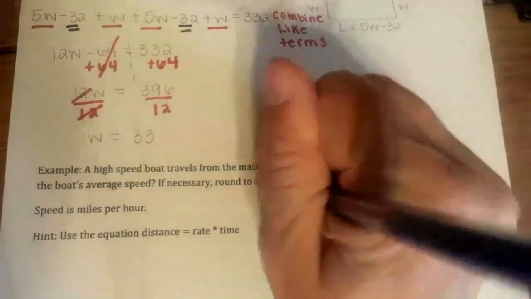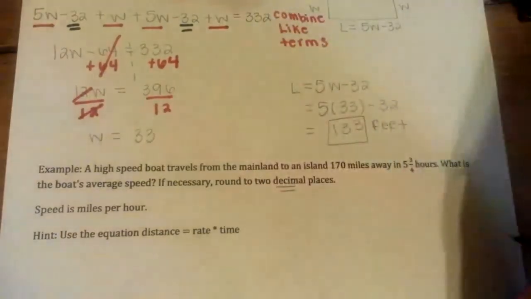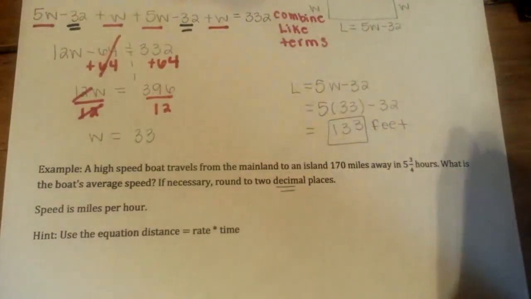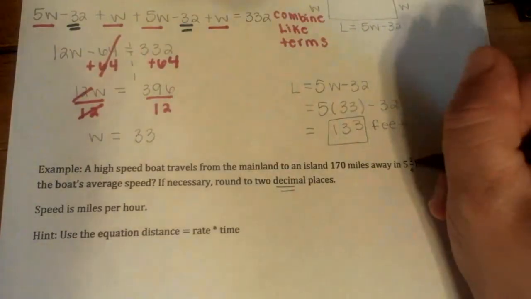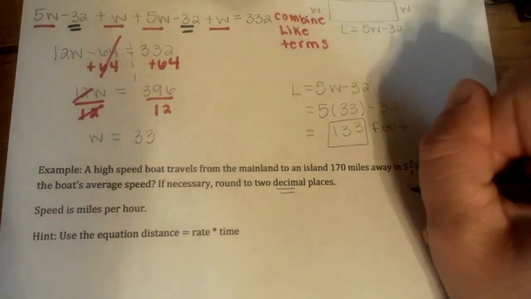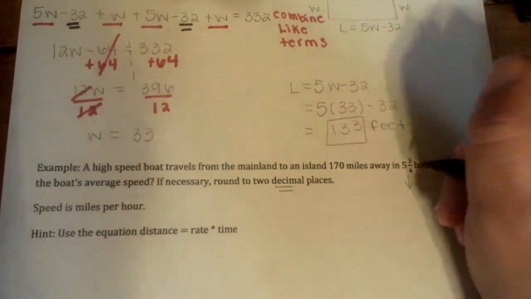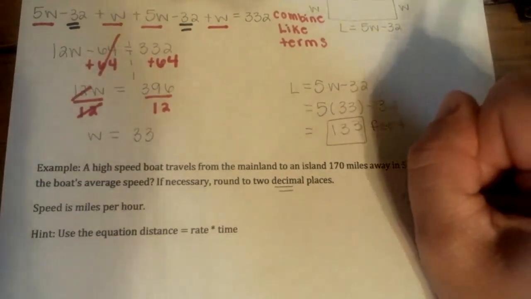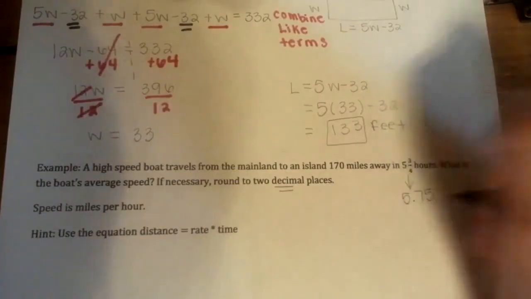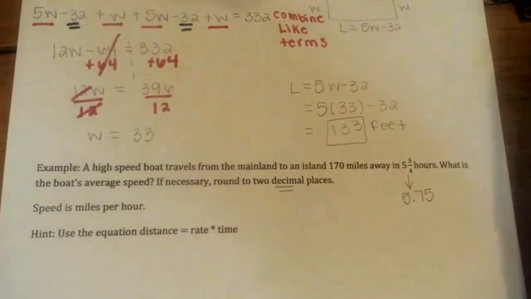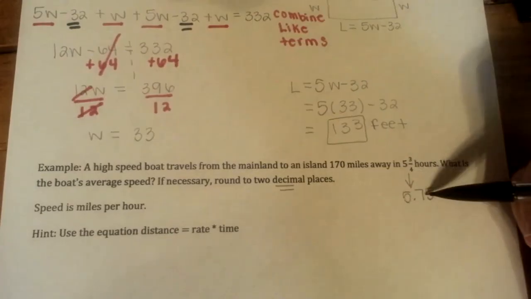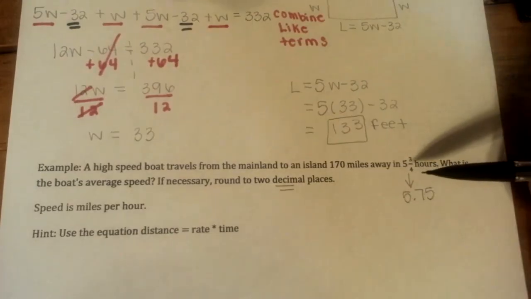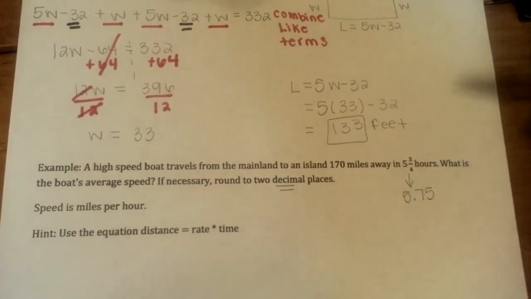It says decimal places. So that means I can put this 5 3/4 into a decimal. So I know in my calculator, 3 divided by 4 would give me 0.75. So 5 and 0.75 would give me 5.75. So that fixes that right then and there.